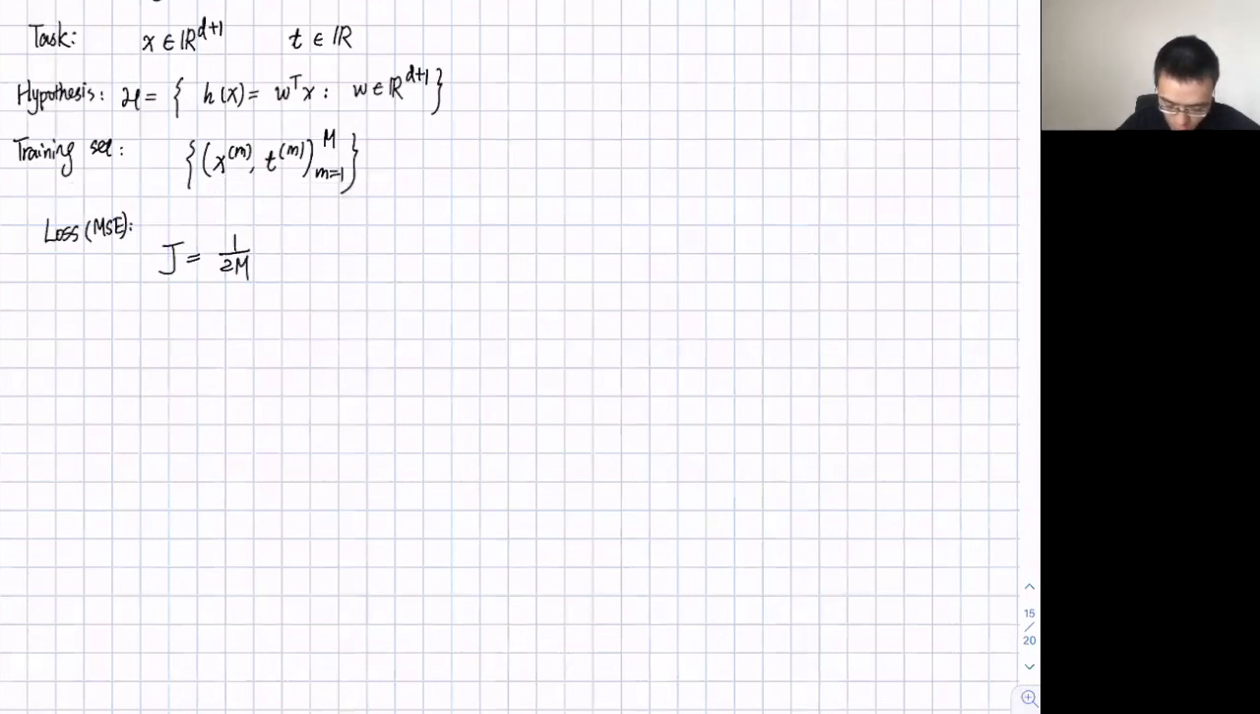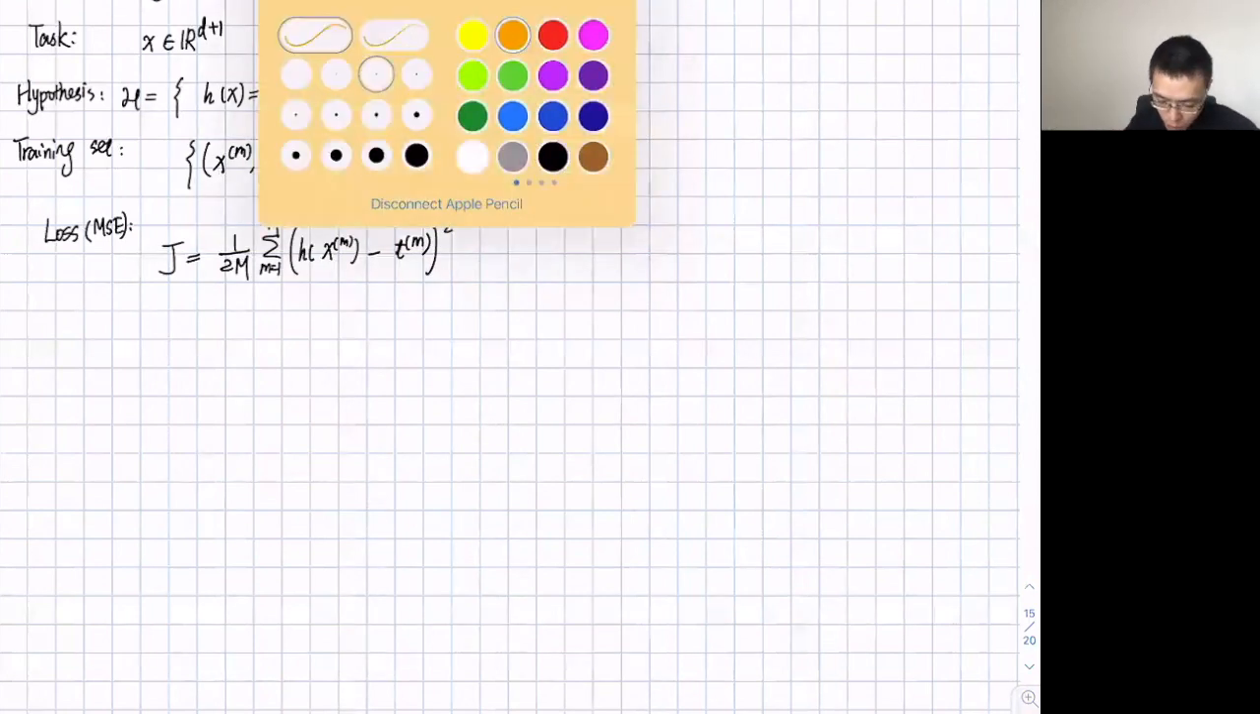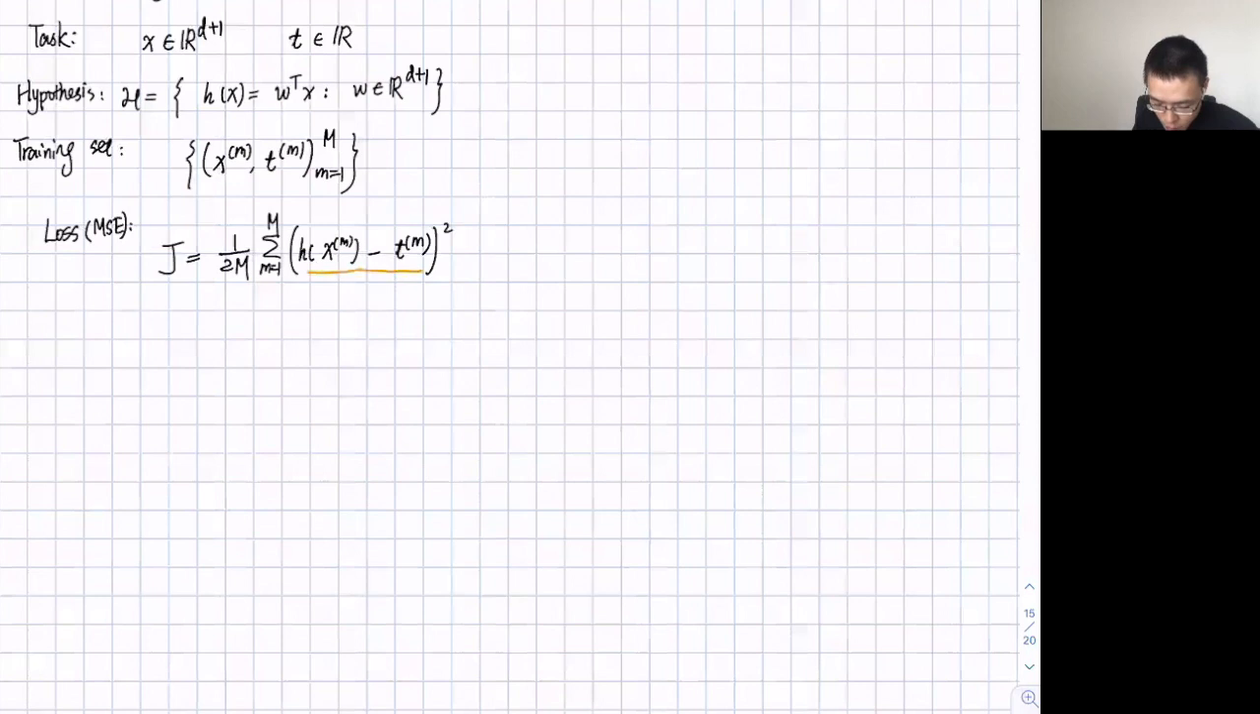I can say my prediction is h(x^(m)) minus t^(m), and then I take its square and sum them together. For each data sample, I have that much difference, and I make it a square, and then I take the average.